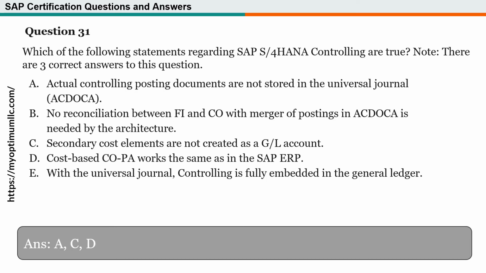Question 31. Which of the following statements regarding SAP S/4HANA controlling are true? Note, there are 3 correct answers to this question. A. Actual controlling posting documents are not stored in the Universal Journal, ACDOCA. B. No reconciliation between FI and CO with merger of postings in ACDOCA is needed by the architecture. C. Secondary cost elements are not created as a G/L account. D. Cost-based COPA works the same as in the SAP ERP. E. With the Universal Journal, controlling is fully embedded in the general ledger.